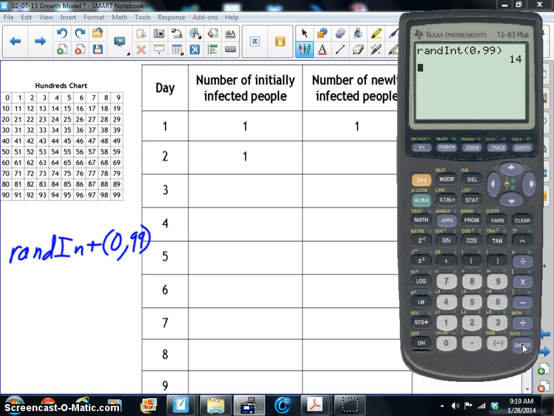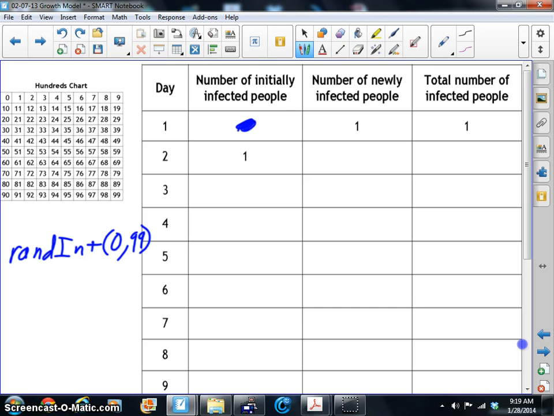So this is how this works. Like we said, we didn't have anybody originally infected. 0 plus 1 is equal to 1, and we take that 1 and put it over here. Now we're infecting person number 14.